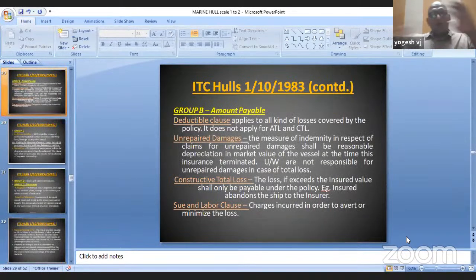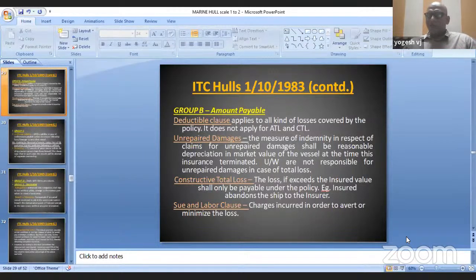Now, IDCLs. What we did in Group A was what is covered and what is not. Abhi Group B mein, what is payable? So, deductible to hai. Deductible ke wajah se hum survive nahi kar sakta, insurance company. So, deductible applies to all kinds of vessels, all kinds of losses covered by the policy. It does not apply for ATL or CTL, constructive total loss and actual total loss.